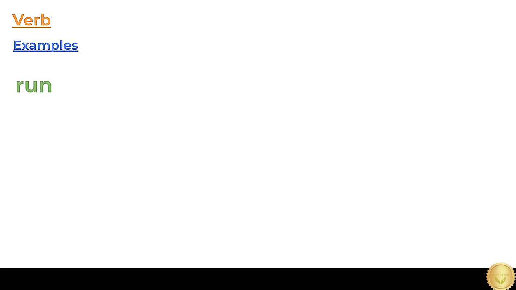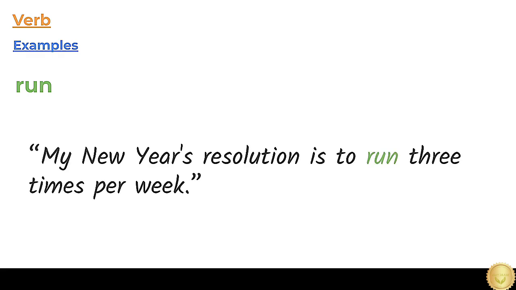Okay, examples. For example, run. My New Year's resolution is to run 3 times per week. So we'll touch on this a bit more, but we have is, which is a form of the verb to be, but run is the main verb of this sentence, so that's why I've highlighted run. But you can have more than one verb in a sentence. That's okay as well, but we'll touch on that a little bit later on. This is just a brief overview of verbs to get us started.